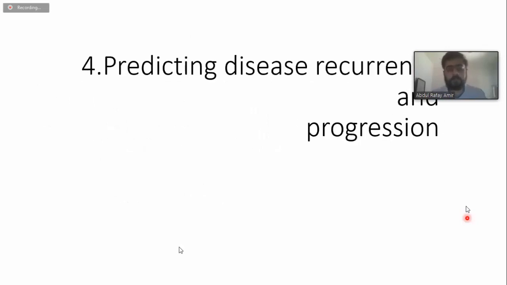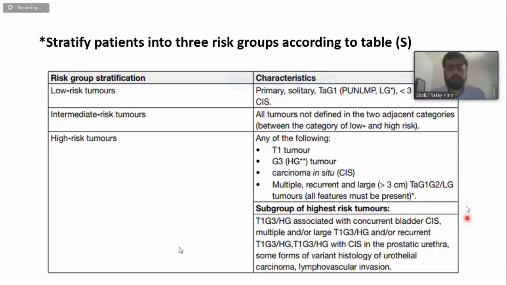Now on to the guidelines for prediction, disease recurrence and progression. It's recommended to stratify a patient according to these groups: high risk group, intermediate risk group, low risk group. Low risk is primary solitary Ta, low grade, less than 3 centimeter, whereas high risk is T1, high grade, carcinoma in situ with multiple large tumors.